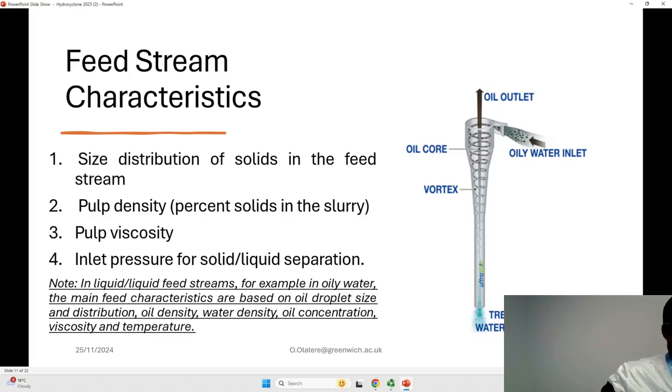So do you understand now? So based on the feed stream you are introducing into your hydrocyclone, based on that, let's make it difficult for them to push. Once they can push, they go back. So, do you understand now? So the design of your hydrocyclone will be dependent on the raw materials you are dealing with. The raw materials in terms of the size distribution, in terms of the pulp density, in terms of the pulp viscosity, and inlet pressure for solid liquid separation.